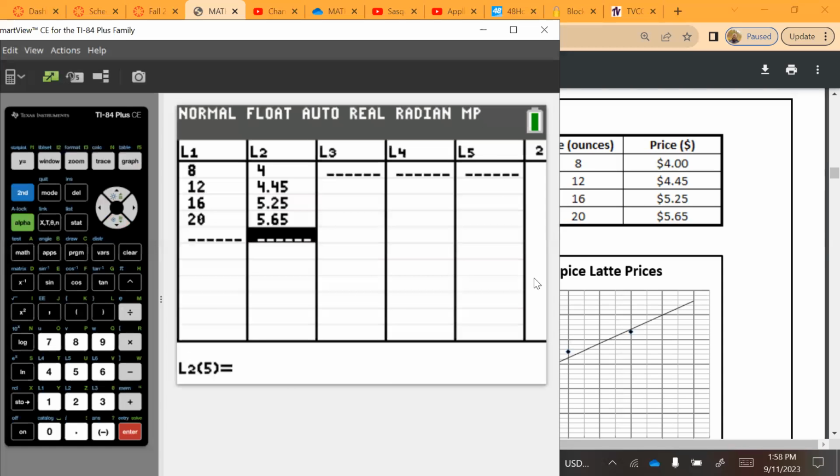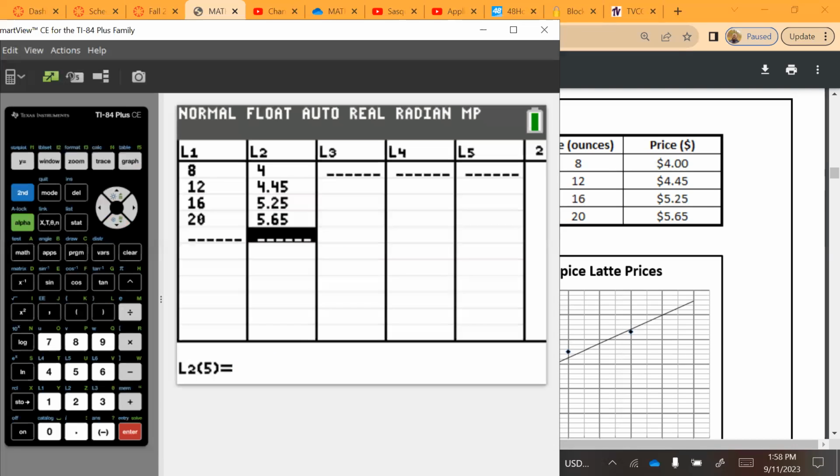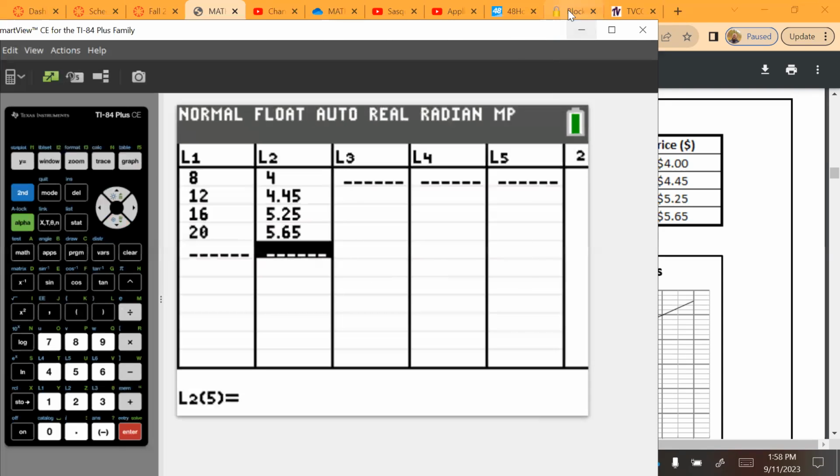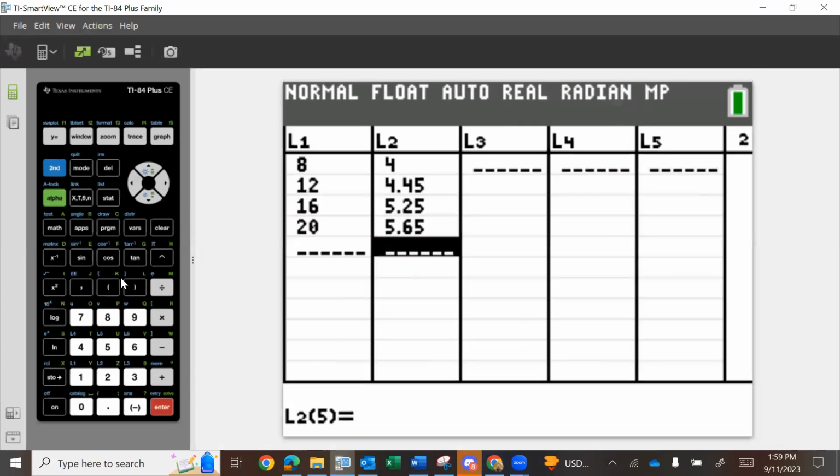And what was the question again? Find the equation. Oh, find the equation. Okay, I dig it. All right. You know what? Let me just make it big. Cool. All right. So that's how you enter the data in.